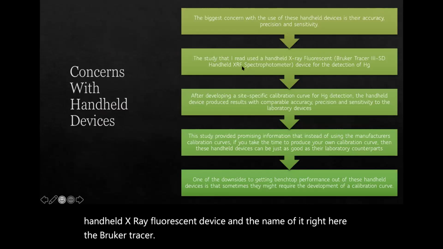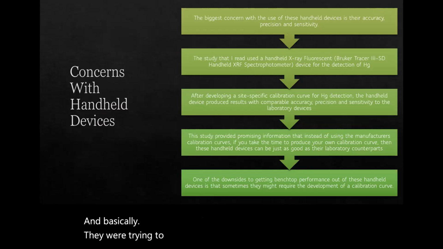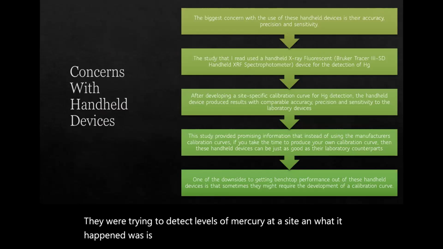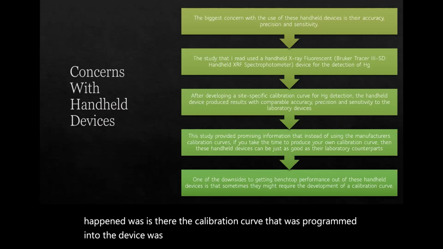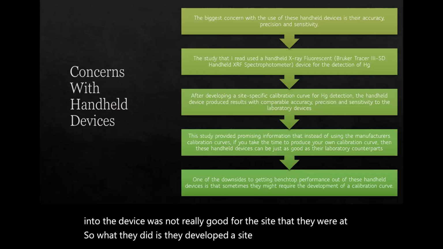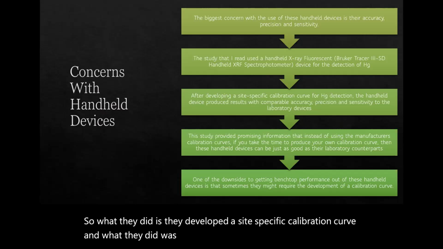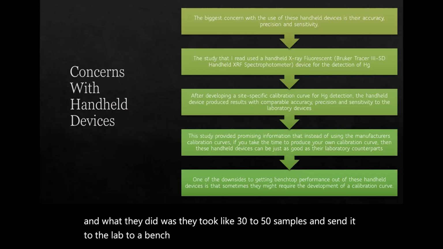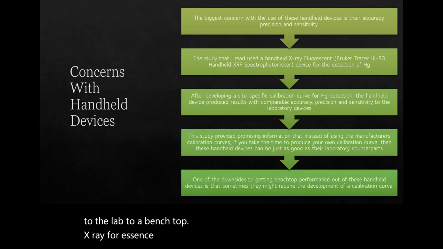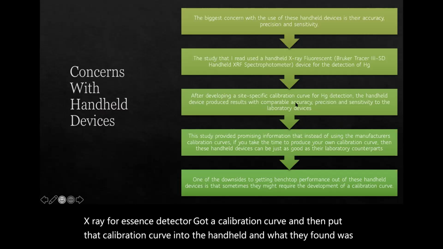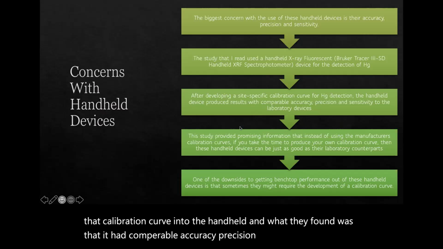Basically, they were trying to detect levels of mercury at a site. What had happened was the calibration curve that was programmed into the device was not really good for the site that they were at. So they developed a site-specific calibration curve. They took like 30 to 50 samples and sent them to the lab to a benchtop X-ray fluorescence detector, got a calibration curve, and then put that calibration curve into the handheld. What they found was that it had comparable accuracy, precision, and sensitivity to the laboratory devices.